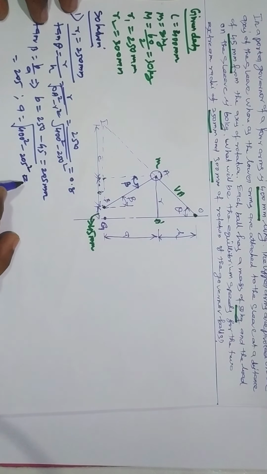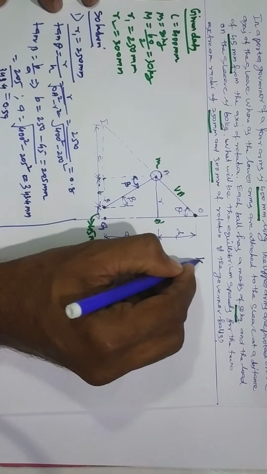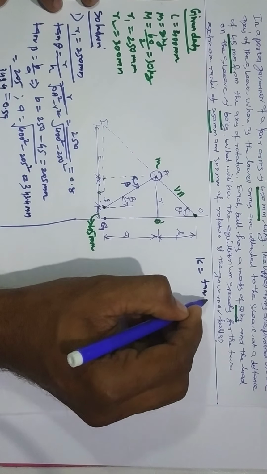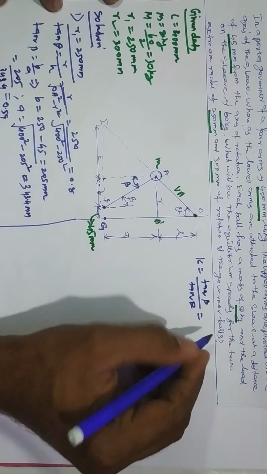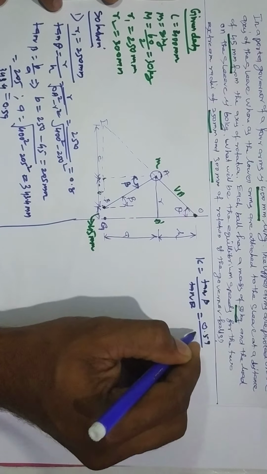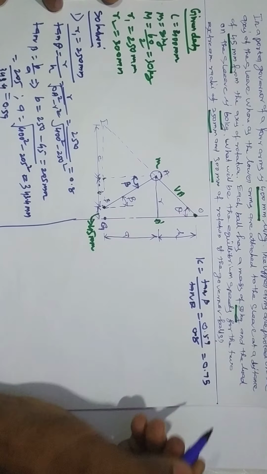So A is equal to 343.4 m. Now substitute here, so 205 divided by 343.4, so the tan beta value is equal to 0.59. So now you find out the K value. So K value is equal to 0.59 divided by 0.8, so you are getting 0.75.